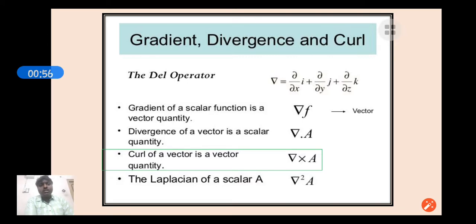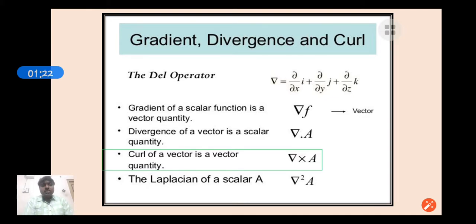I also defined the divergence of a vector. If a is a vector point function, I apply the del operator on a. Del dot a is the divergence of a vector point function a. The result of del dot a, or divergence, must be a scalar. Today we discuss the curl of a vector point function.